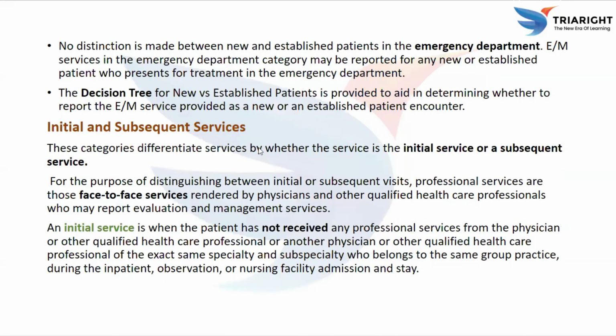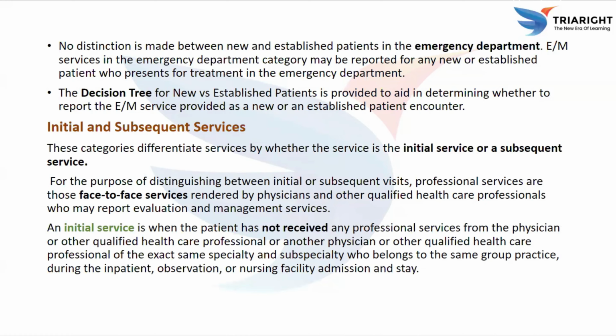Emergency department visits: no new versus established. So there is no distinction between new and established patients in the emergency department. What does this mean? Emergency department E&M codes 99281 to 99288 apply to any patient. It does not matter if the patient has been seen before, the patient is new to the hospital, or the patient saw the same doctor last week. Everyone in the emergency department is treated the same for E&M coding.